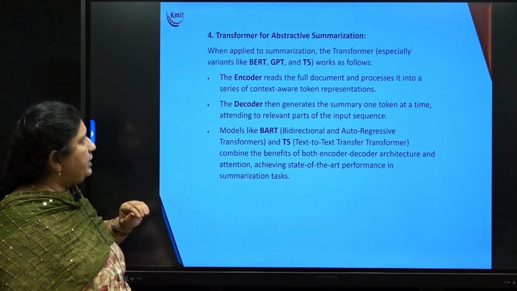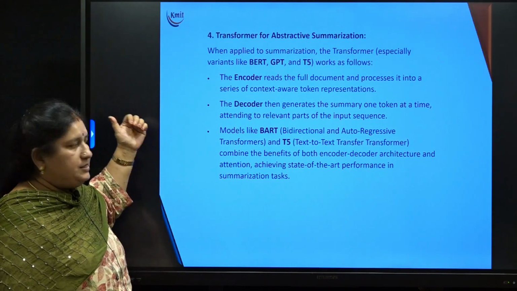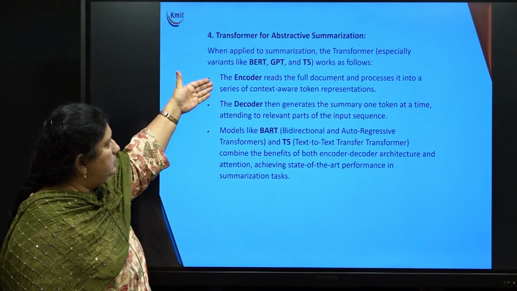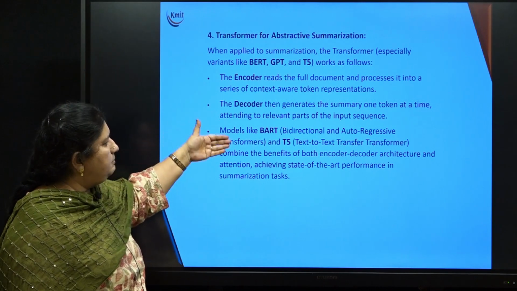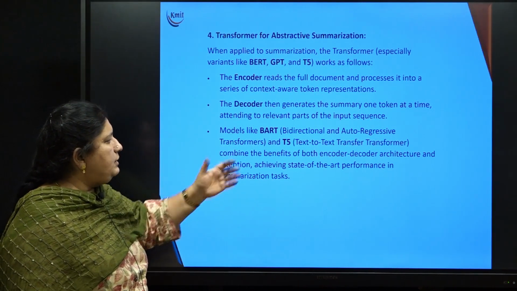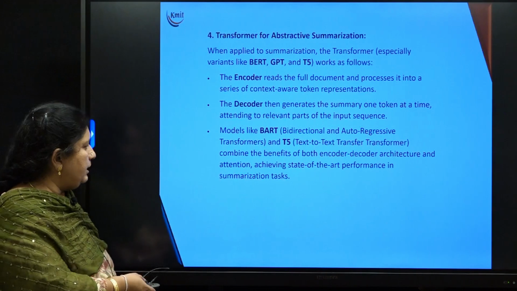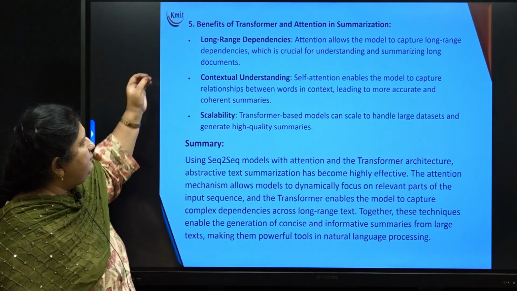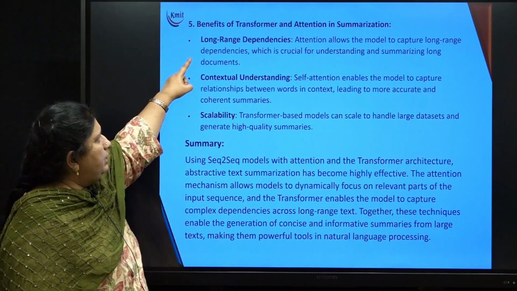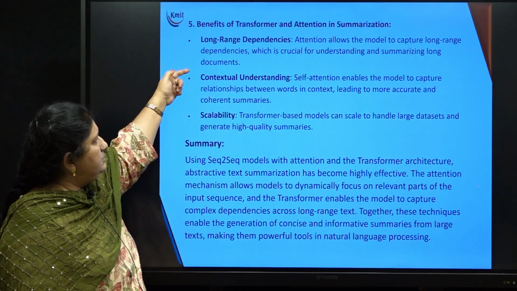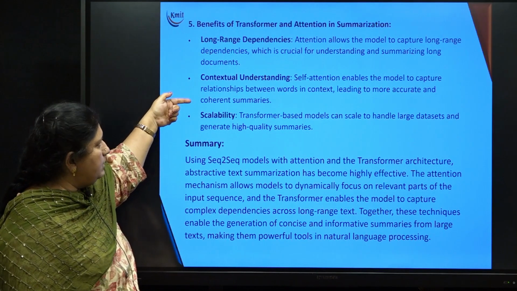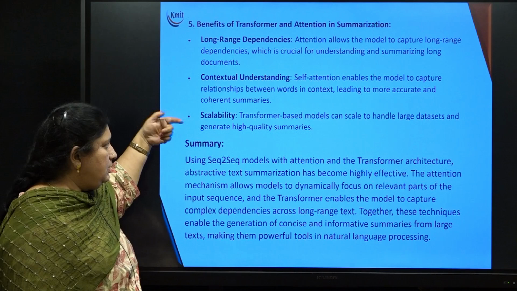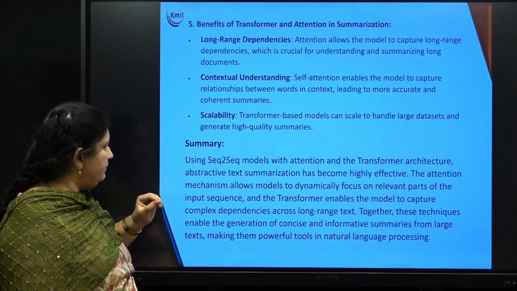Transformers for abstractive summarization: we have seen various types of transformers, encoder, decoder, and BART, T5, all of which use the encoder-decoder architecture. And what are the benefits of the transformer? You can take care of long range dependencies, you can understand the context better, and there is scalability. You can scale it to higher size text information.